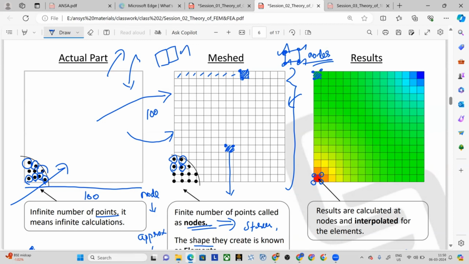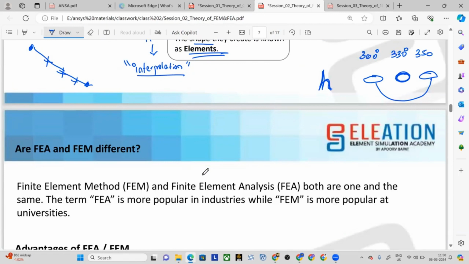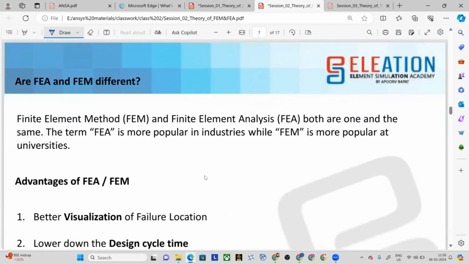Now you have to remember that results are calculated at the nodal points exactly, but interpolated between the elements. So this you have to remember. Then finite element analysis and finite element method: are both different? Actually, both are the same. But finite element analysis is a phrase most popular in industries, while finite element method is the common phrase used in universities. Educational universities will use the phrase finite element method. Both are one and the same.